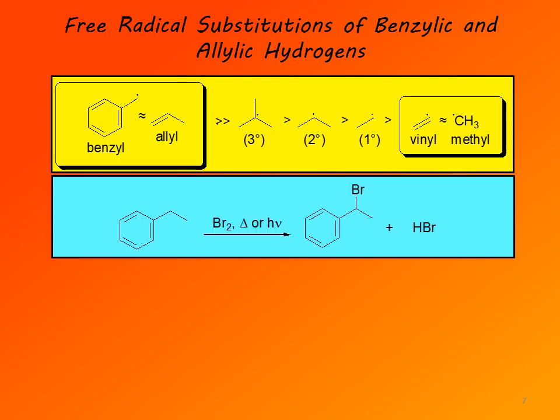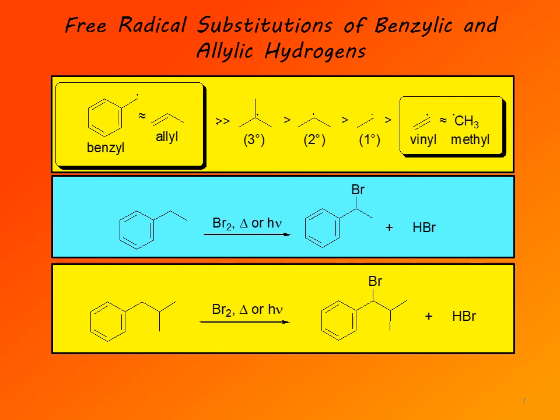And so here is an example. Ethylbenzene, upon bromination, gives only one product. And that's product where bromine replaces benzylic position. Benzylic position is carbon that is directly attached to benzene ring. So only benzylic substitution occurs. Note that no substitution of methyl group occurs.